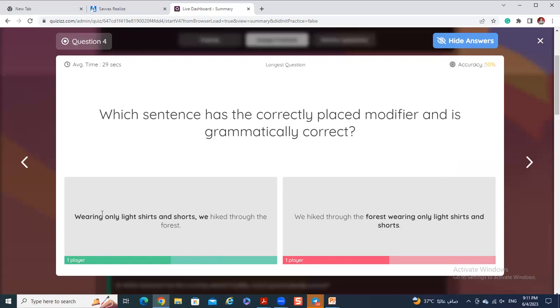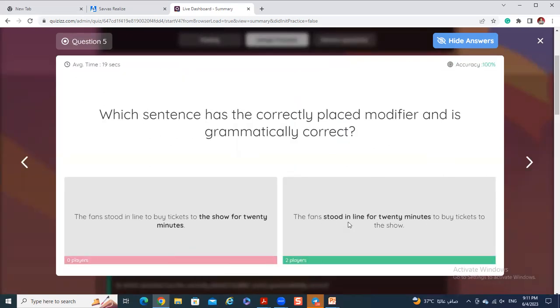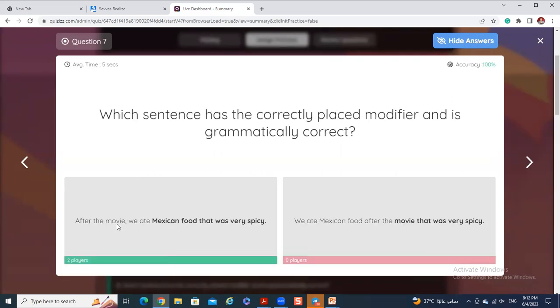"Wearing only light shirts and shorts." Who is wearing? We. But here, "wearing only light shirts and shorts" modifies "force," it's wrong. The same thing here: the fans stood in line for 20 minutes. So who stood in line for 20 minutes? The fans. Here, if you look, "for 20 minutes" modifies "show." That's wrong. We gave the old clothes that had been piled up in the basement to the local charity. So "that had been piled up in the basement" modifies clothes, not charity. After the movie, we ate Mexican food that was very spicy. So "that was very spicy" modifies the Mexican food, not the movie.